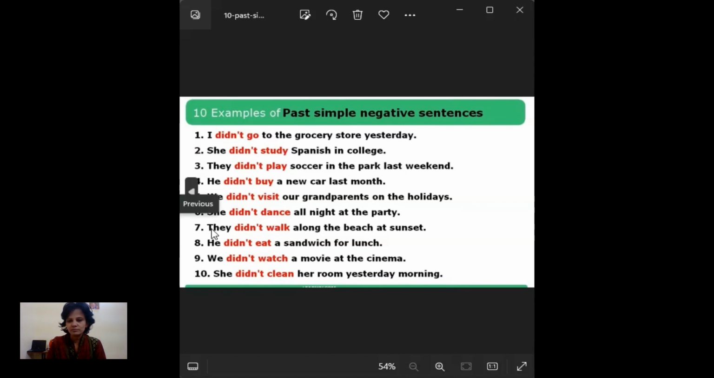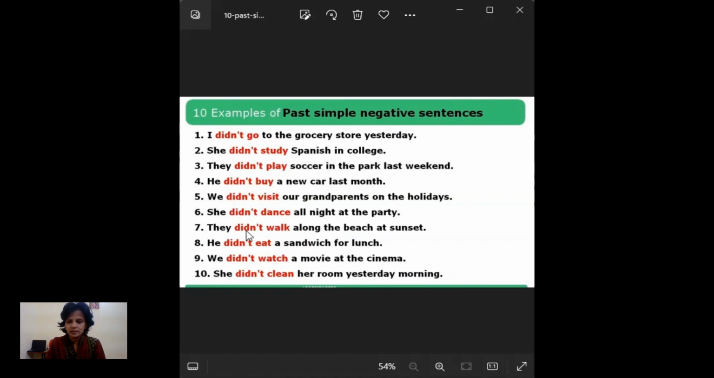And sixth one, she didn't dance all night at the party. That means this lady didn't dance at all at the party. When it was positive, she danced all night at the party. When we add did not, that means this action did not take place in the past.